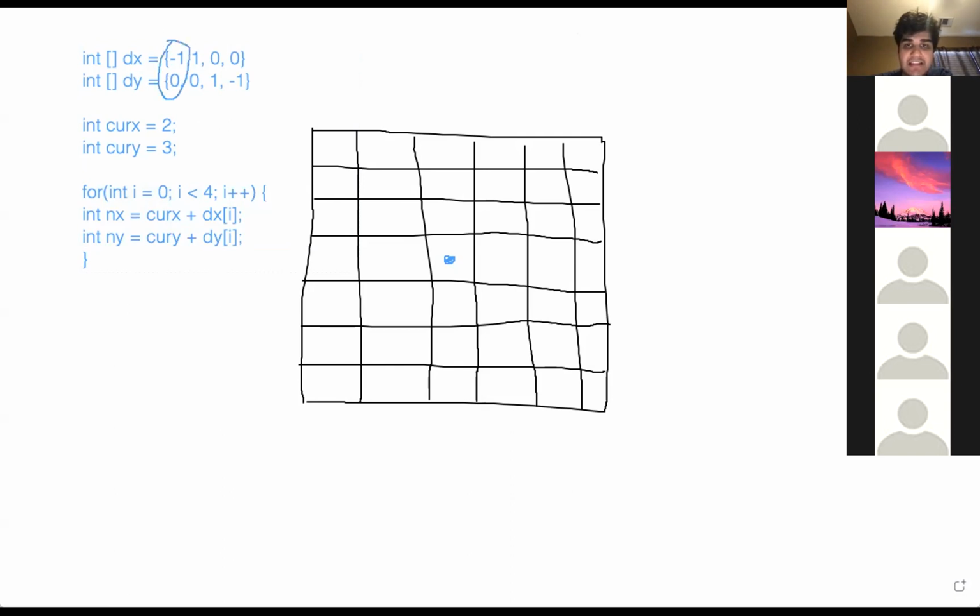This first index tells me my change in x is -1 and my change in y is 0. So what is that cell that's -1 x and 0 y? Well, it's right here. Then the next one says my change in x is 1 and my change in y is 0. That's right here. Next one says change in x is 0 and change in y is 1. Well, that's right here. And then -1 right here. And so that gives you all your adjacent cells. So that's an example of an implementation trick.